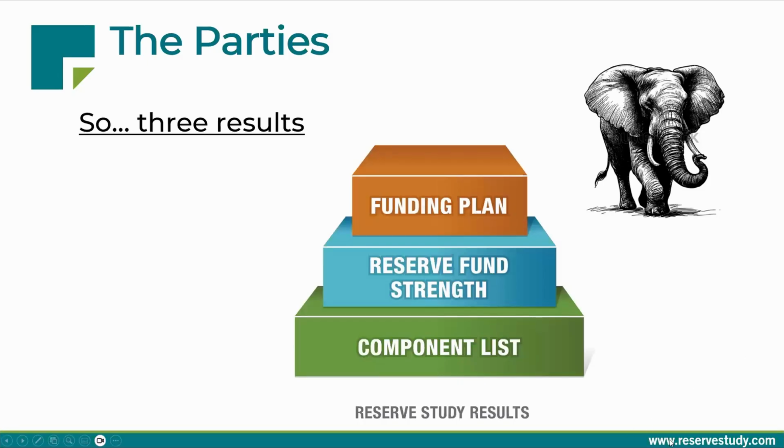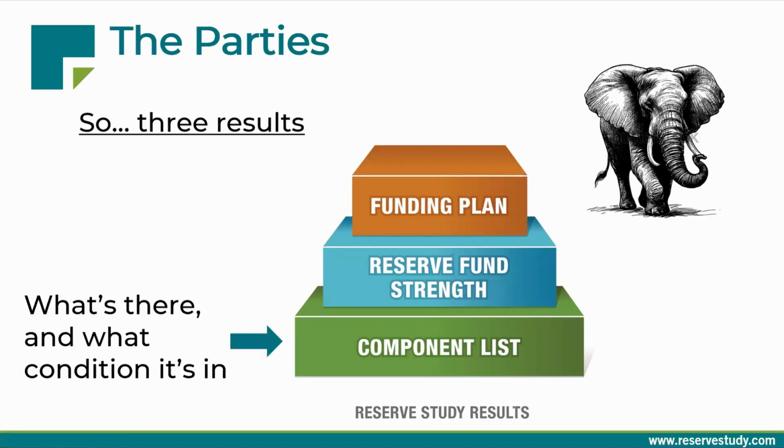The foundation is the component list. Then we'll calculate the reserve fund strength after we compare cash in the bank to the needs of all those components. And then based on that financial starting point, we're going to craft a funding plan. So this is important, so I want to go a little bit further into it. So three parts. The component list is what's there at your association and what condition it's in.